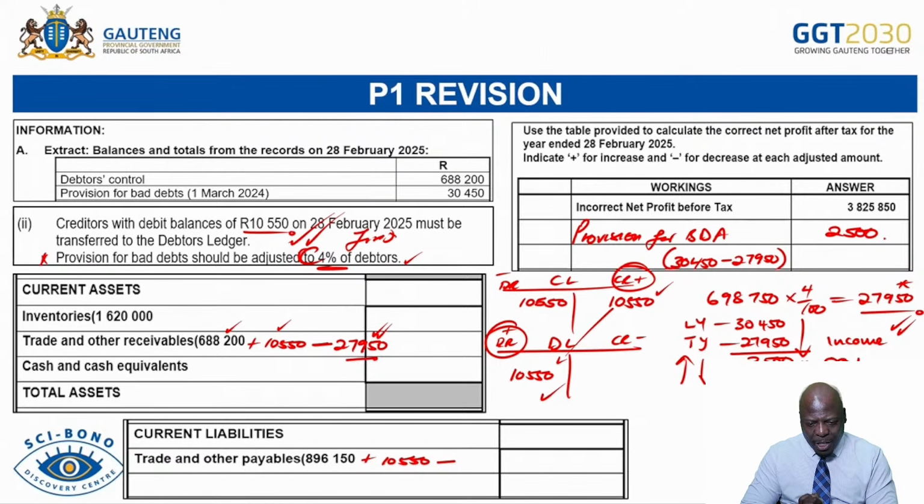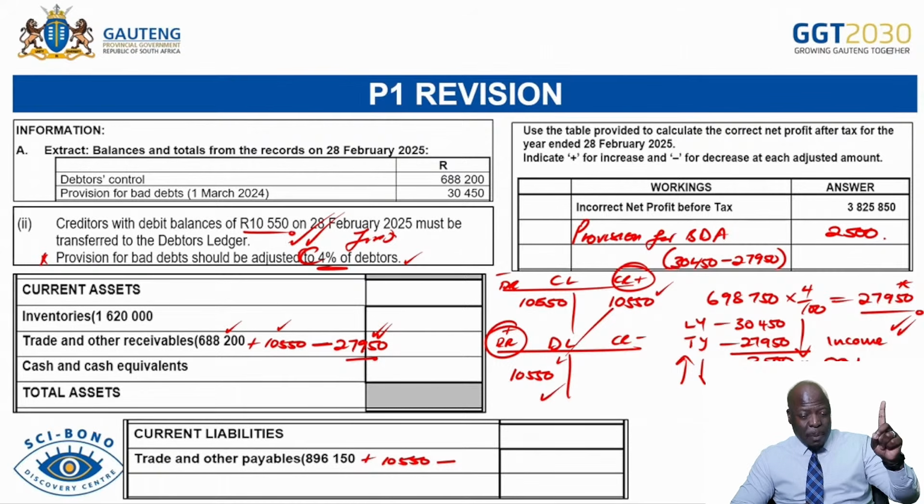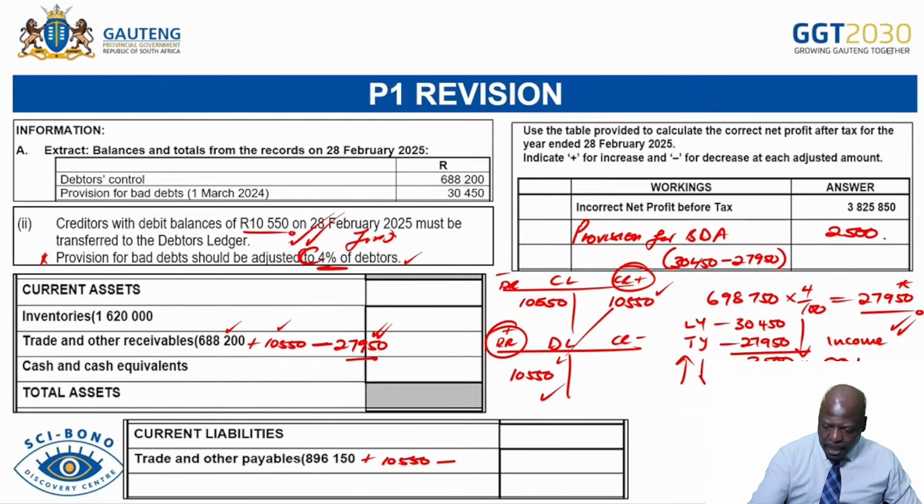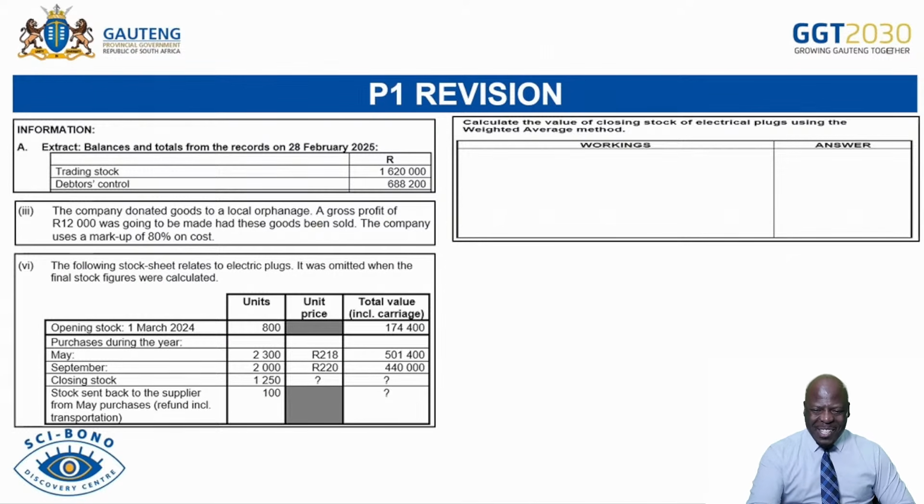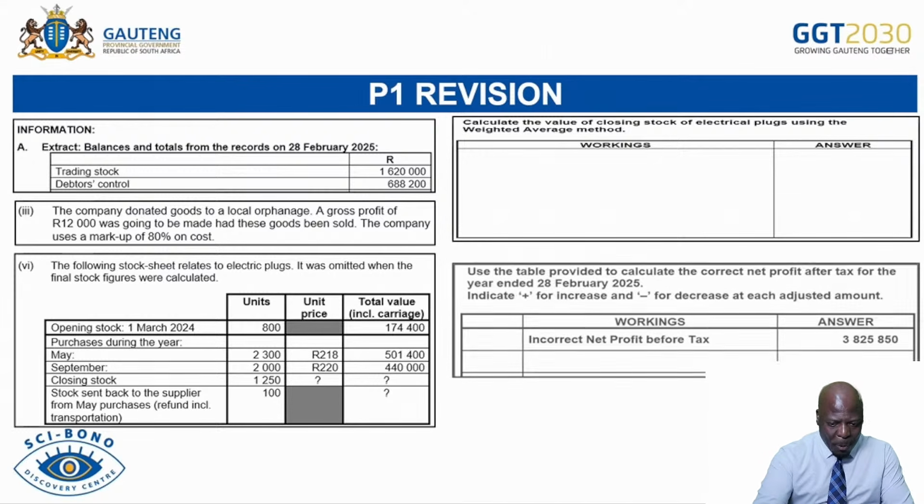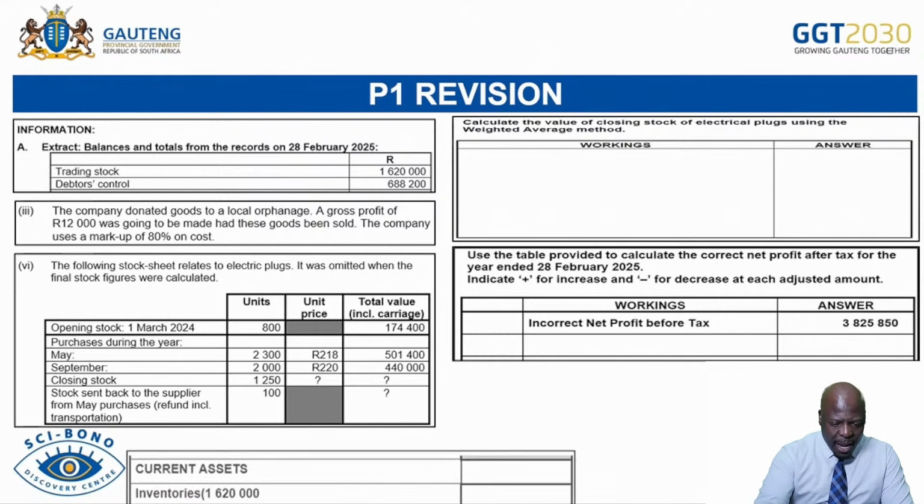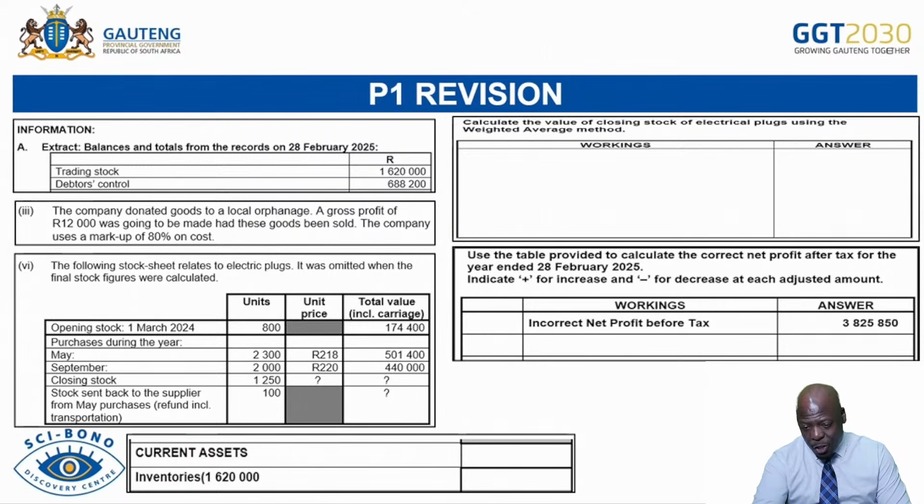Okay, so that adjustment, the creditors with the debit balance, affected your receivables and the payables. And your provision for bad debts affects only your receivables as well as the statement of comprehensive income or correct net profit calculation. I'm going to move on to the next adjustment. And here we were required to calculate the value of closing stock using the weighted average method. All right, but we know we're calculating correct net profit calculation, and there is a statement of financial position as well. Okay, let's see what we can do out of here.